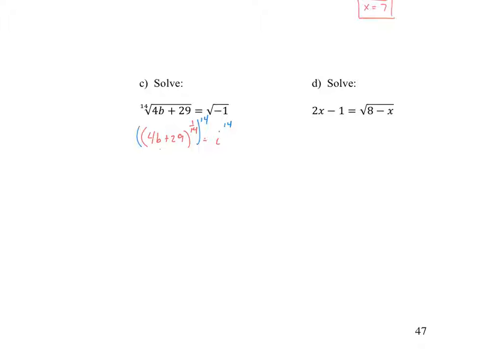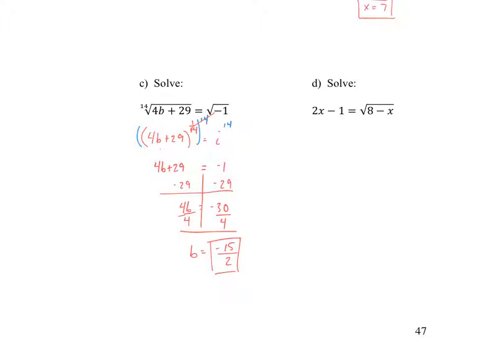So now, 1/14 times 14, those things are going to cancel. I'm just going to be left with 4b plus 29 over here, because now that's just being raised to the first power. i to the 14th, if we remember our i cycle, is just -1. So now we've got to solve. We can finish by subtracting 29. Now I'm left with 4b equals -30, and then I have to divide by 4. b equals -15 over 2. Can't do anything else about that right now, so there it is.